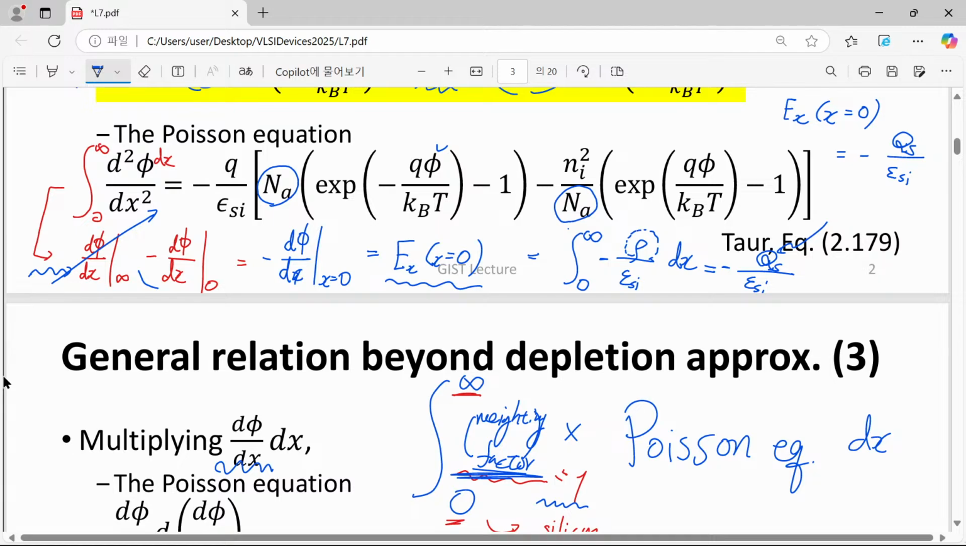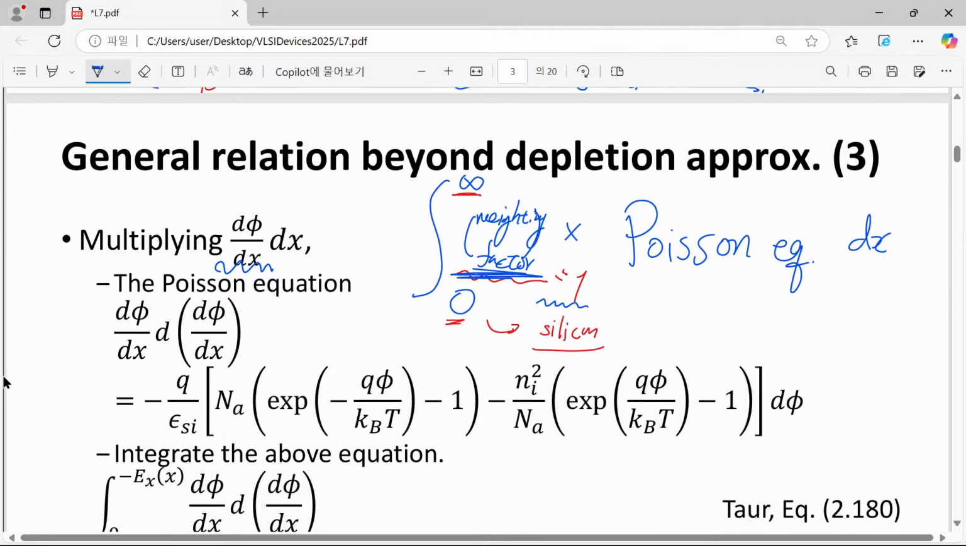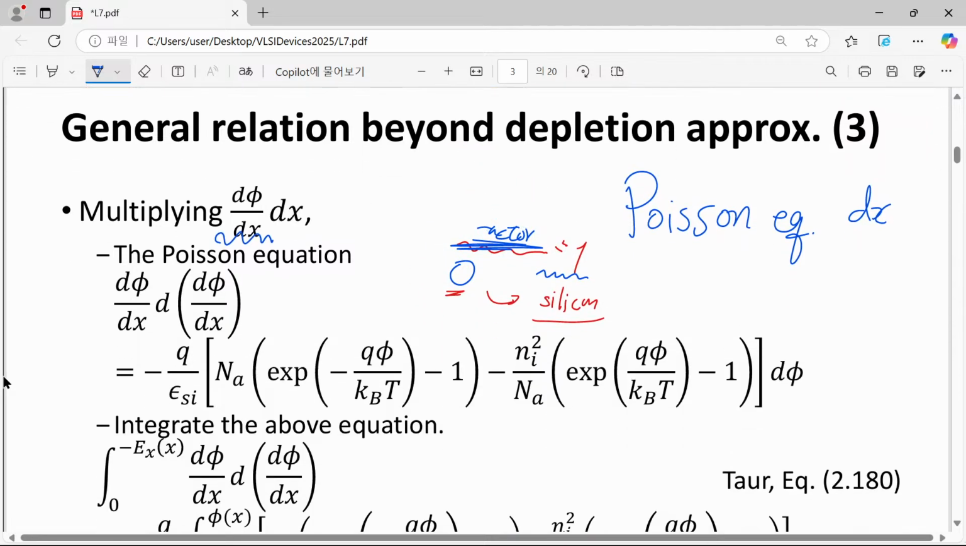What I tried to deliver up to now is that we need some motivation for this kind of weighting factor. Okay, so let me just do it from now on.